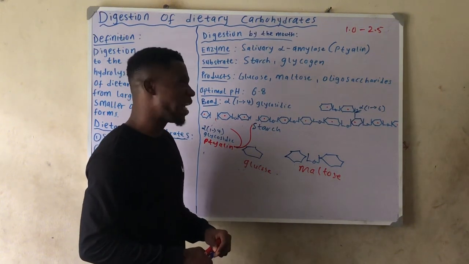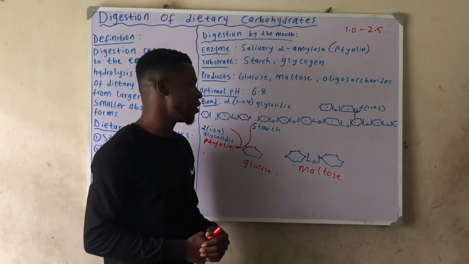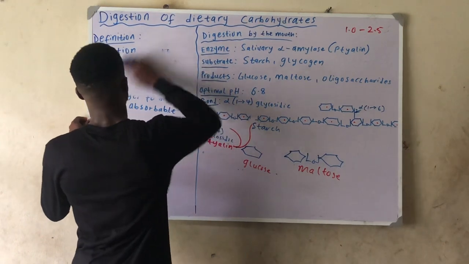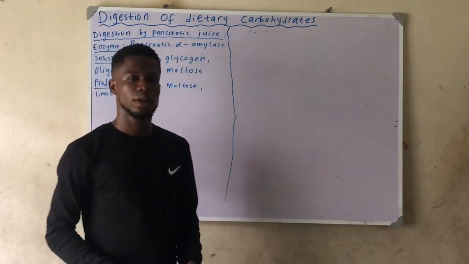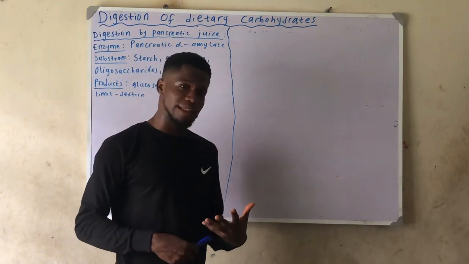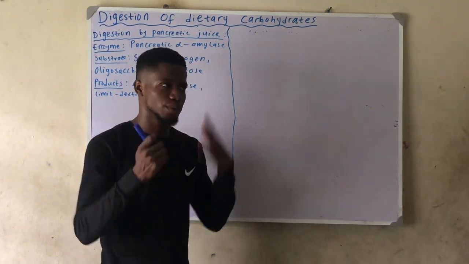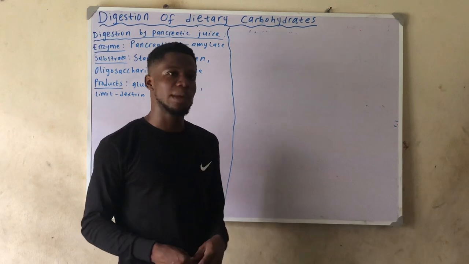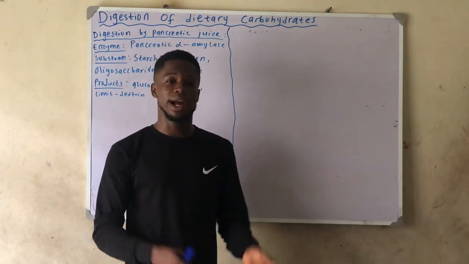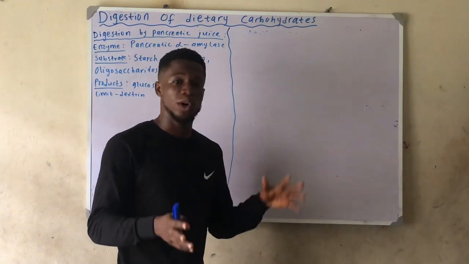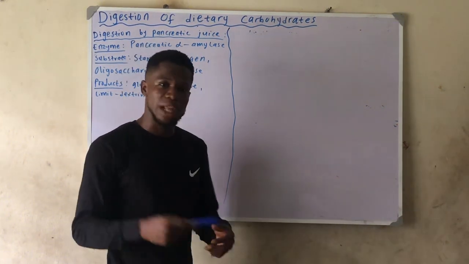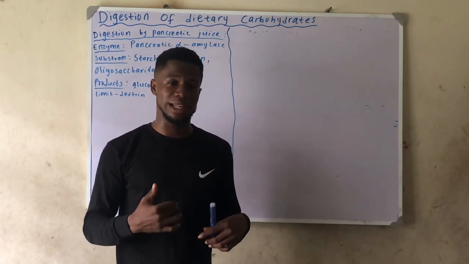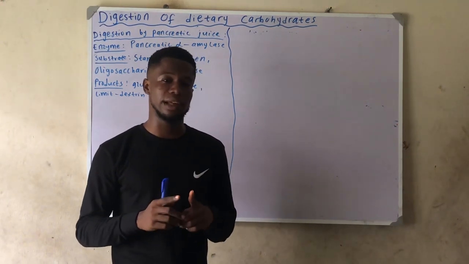So the next place that you can find enzymes that can digest carbohydrates is from the pancreas. The pancreas has an endocrine function and an exocrine function, a story for another day. But what we want to say is that when you've eaten the food and it reaches your stomach, the next thing that it enters is the small intestine. The first part of the small intestine is called the duodenum.